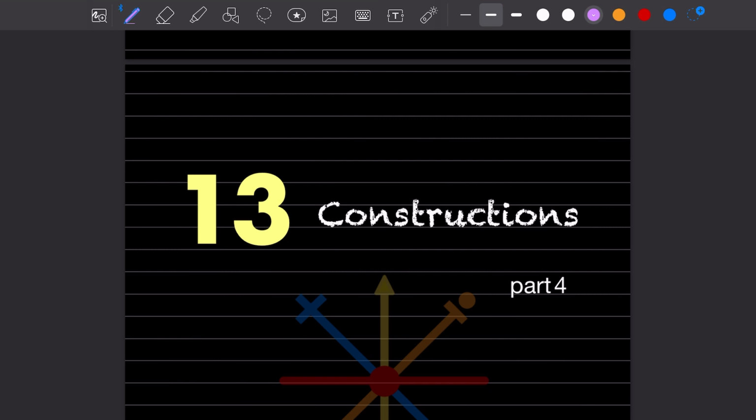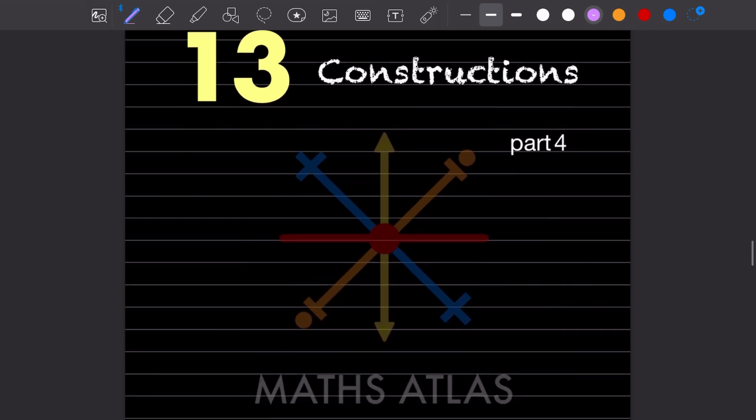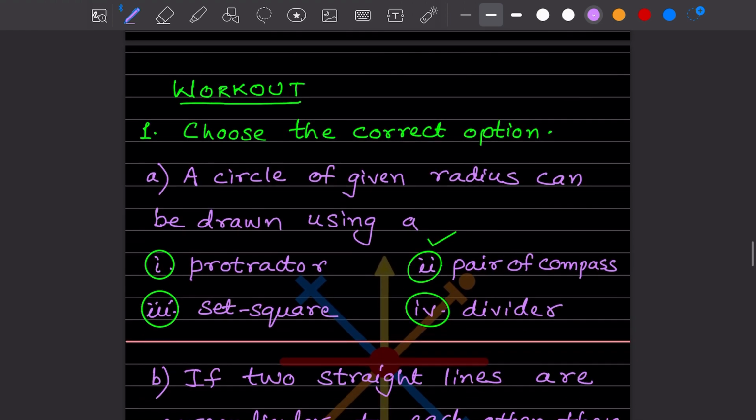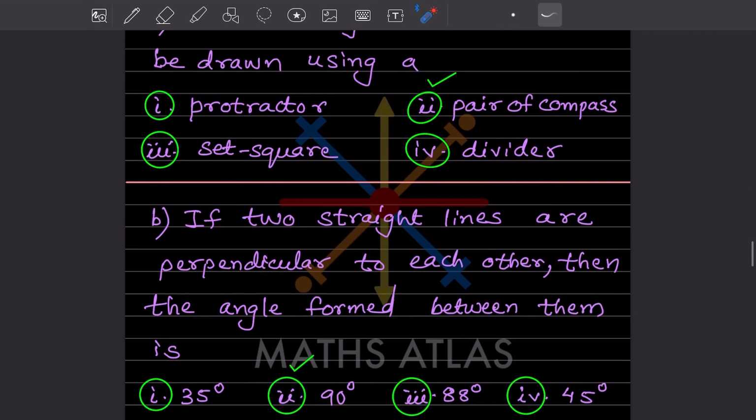So this is part 4 of the topic constructions. Let us see this first question here, that is, choose the correct option. A circle of given radius can be drawn using, how will you draw this circle? With the help of a pair of compass. This is the correct option.